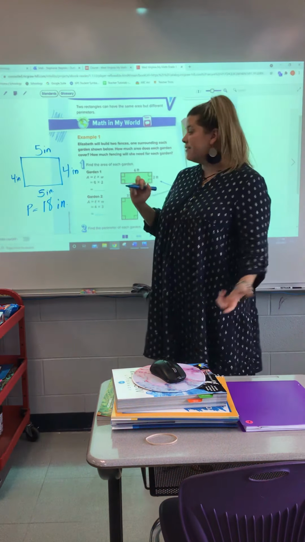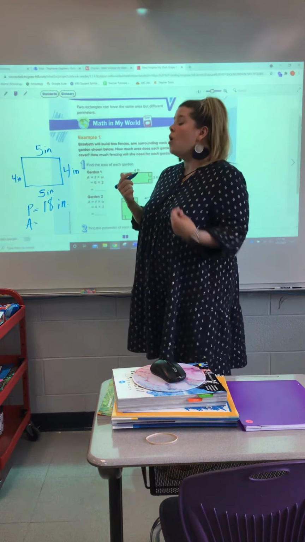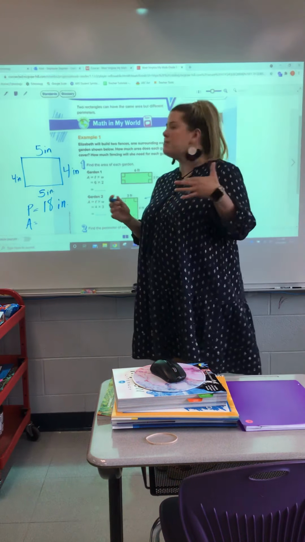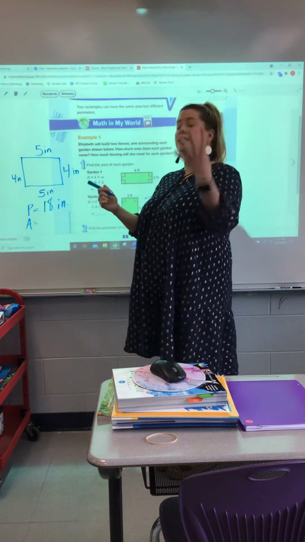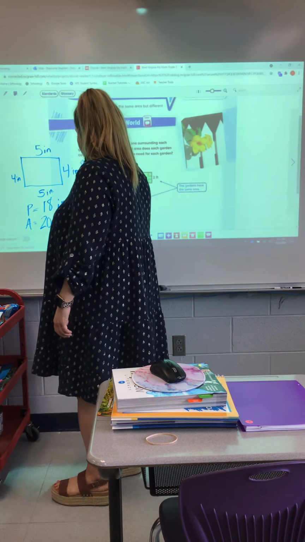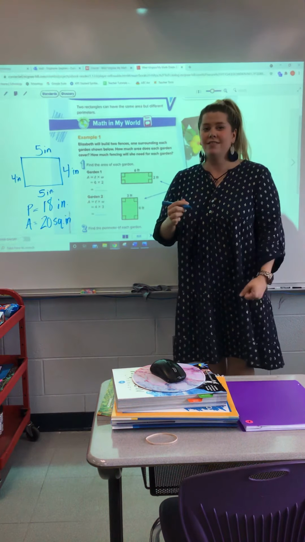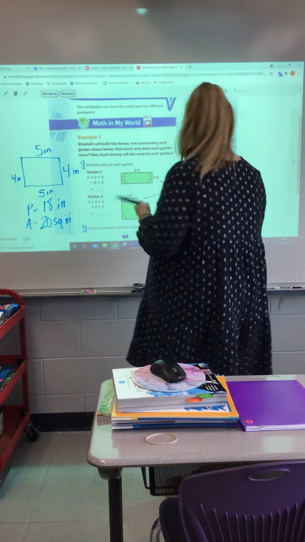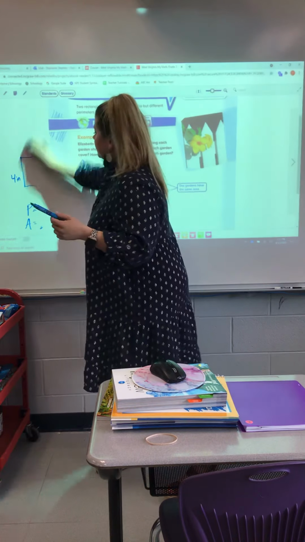Then to figure out the area, I could tile it, or I could multiply 5 times 4. I'm going to multiply 5 times 4 because that's pretty easy. 5, 10, 15, 20. So the area of that shape would be 20 square inches. Is that jogging your memory? Or are you like, oh yeah, I got this, I remember it? I hope so, because now we're going to build on that.